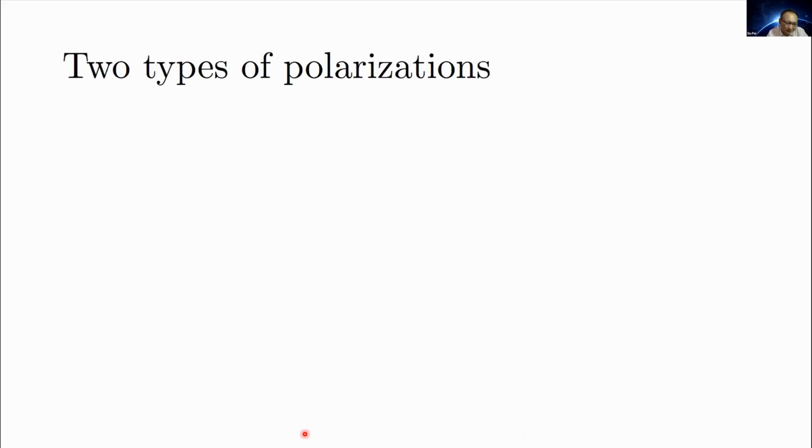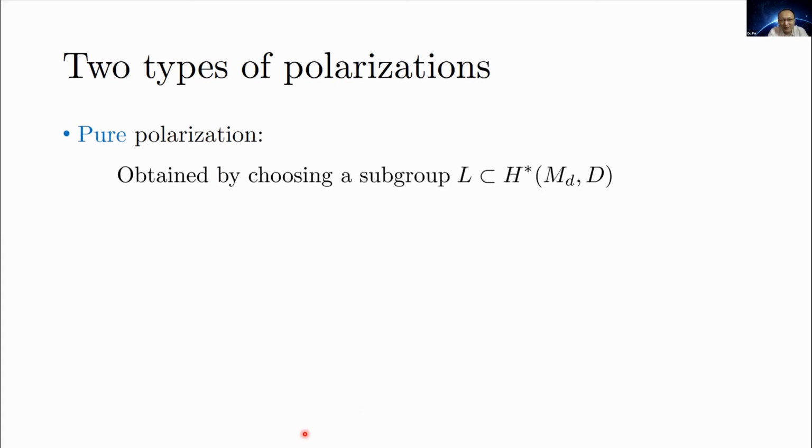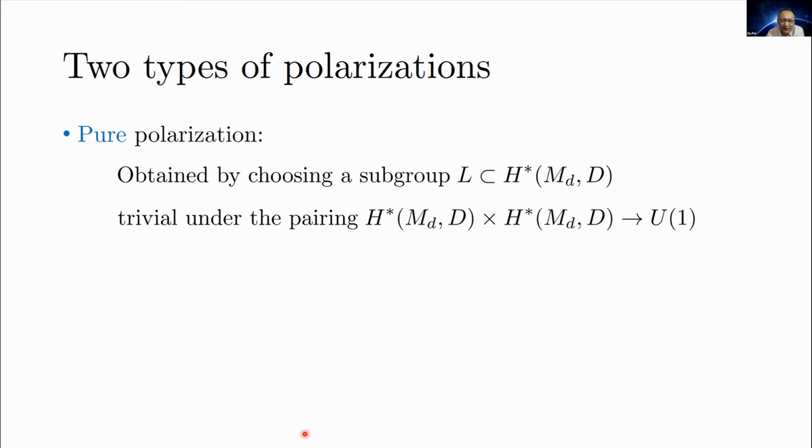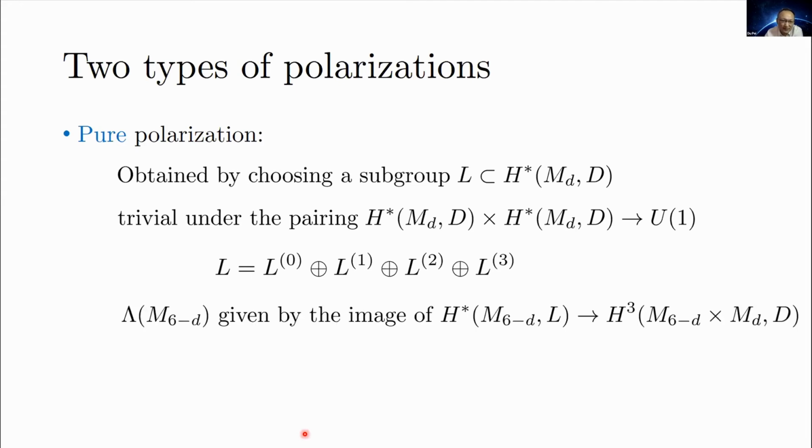A difference between higher dimensions and zero dimensions is that now you will have two different types of polarizations. The first type is what I will refer to as pure polarizations. They are obtained by choosing a subgroup of the cohomology group of M_D with D coefficients, and they are required to be trivial under the pairing. It can be decomposed into different graded pieces, and using this, the maximal isotropic subgroup, Lambda of M_{6-D}, will be given by the image of this map in cohomology. But actually, there are other possibilities, and there will be mixed polarizations.